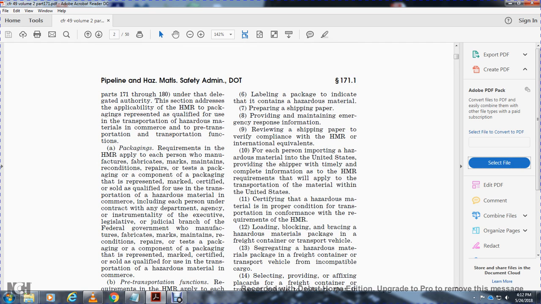Seven, preparing the shipping paper. Eight, providing and maintaining emergency response information. Nine, reviewing the shipping paper to verify compliance with the hazardous materials regulations or an international equivalent. For each person importing hazardous materials into the United States, providing the shipper with timely and complete information about the hazardous materials regulations that will apply to the transportation of the material within the United States.